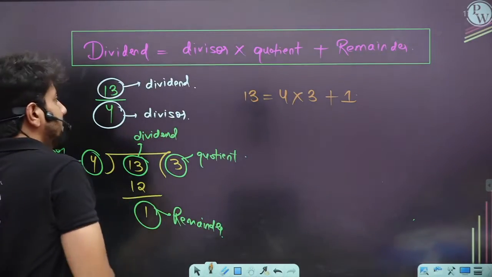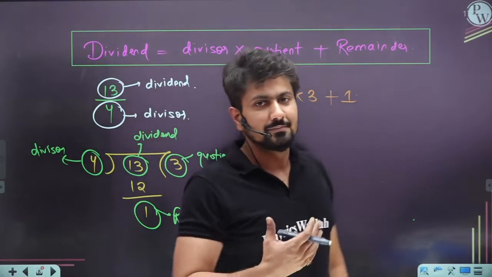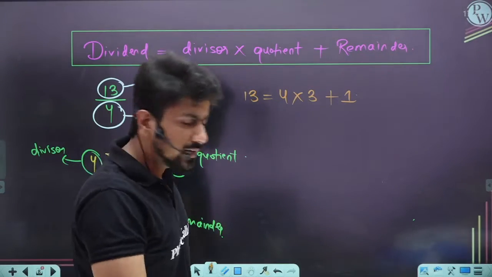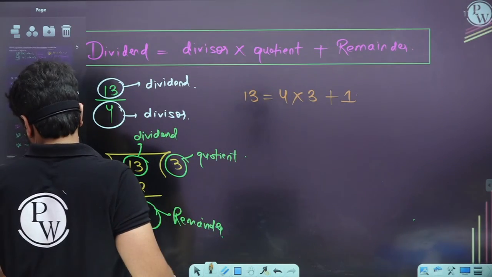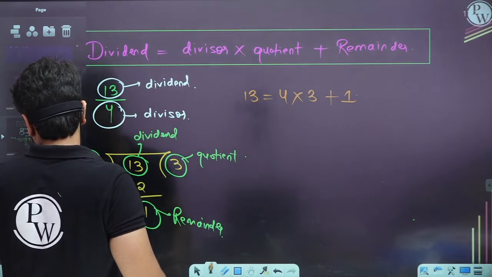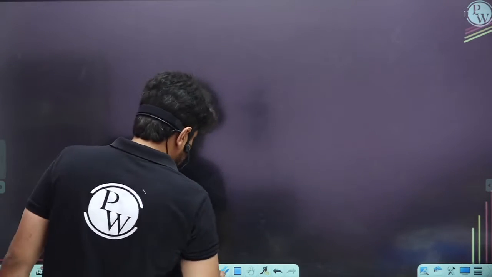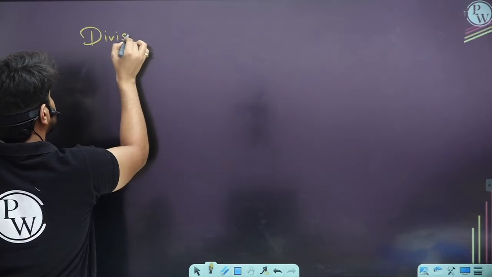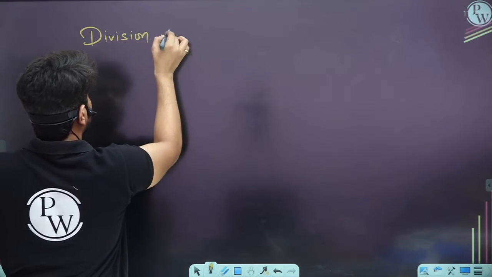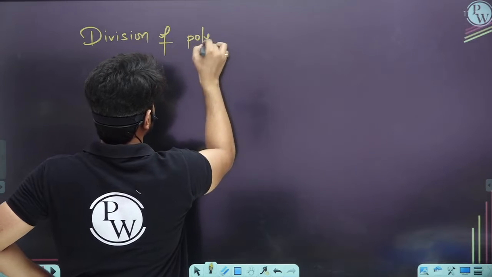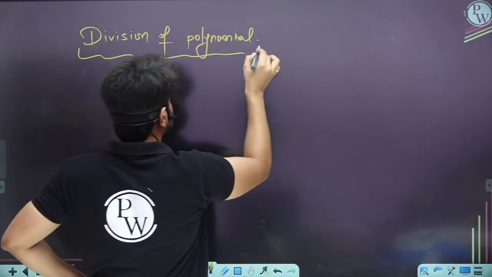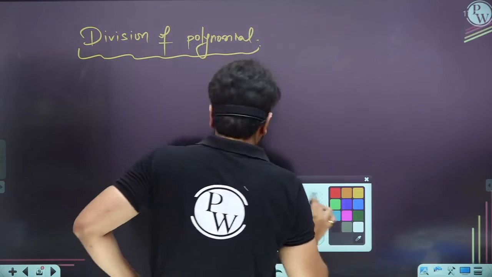Now if I divide two polynomials, this thing will work if I divide two polynomials as well, right? Suppose I divide two polynomials, division of polynomial. Let me explain that. You must have done this in your class 9th or class 10th. You must have divided polynomials.